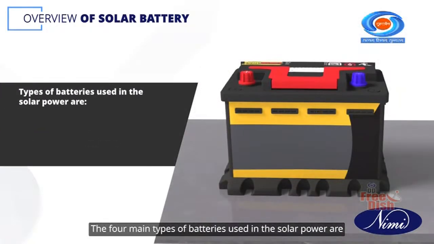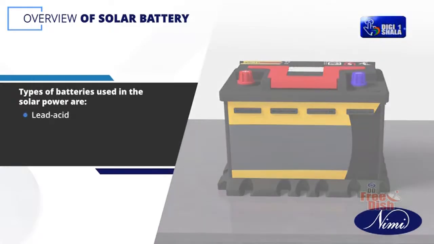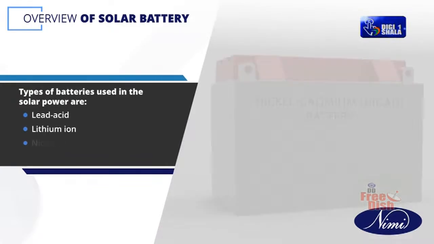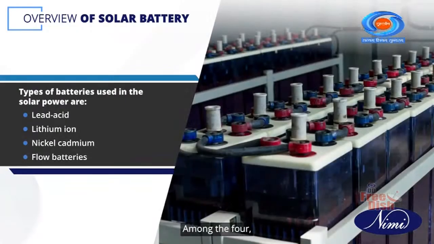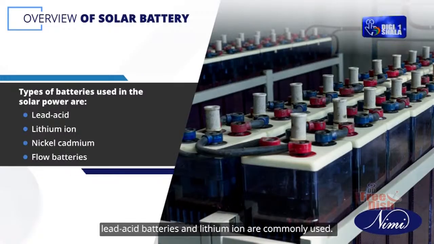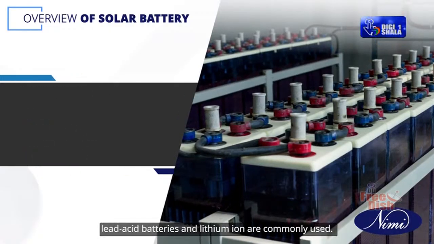The four main types of batteries used in solar power are lead acid, lithium ion, nickel cadmium, and flow batteries. Among the four, lead acid batteries and lithium ion are commonly used.